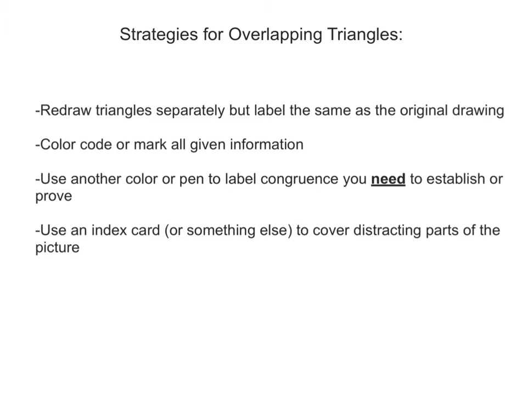Okay, so here are some strategies for overlapping triangles. Redrawing the triangle separately, yet labeling the individual triangles as the same as the original drawing. Color code or mark all given information. I like to use two different color highlighters to highlight the two different triangles. Use another color pen to label the congruence you need to establish or prove. Or use an index card or something else to cover up the distracting parts of the picture. I think the highlighter works the best for me, but you might find something else that works better for you.